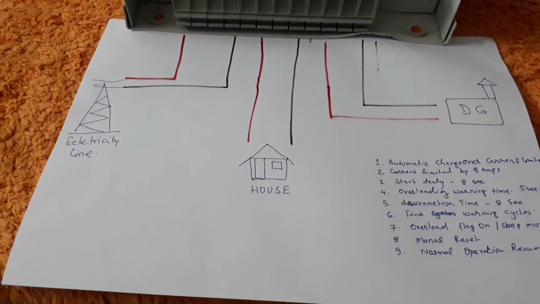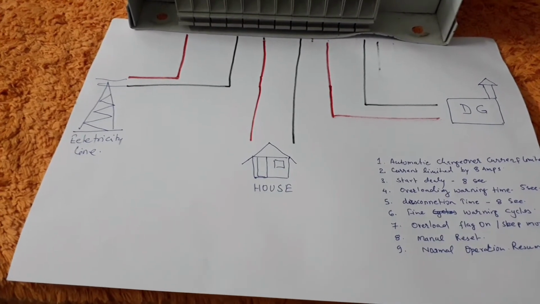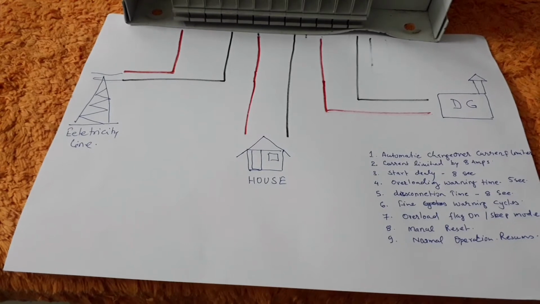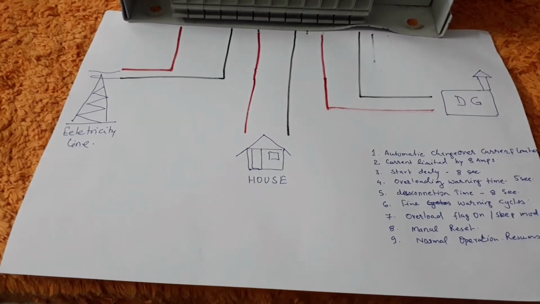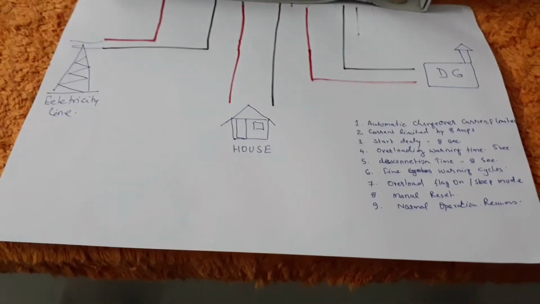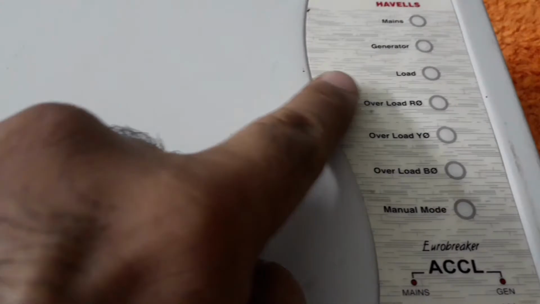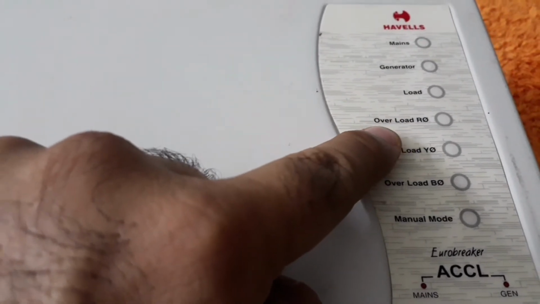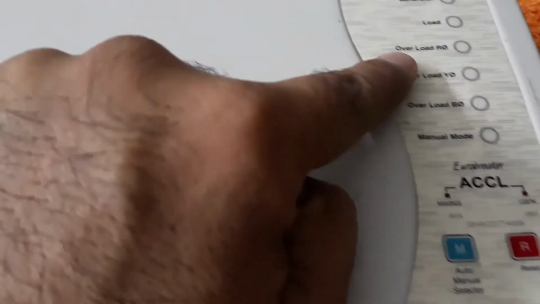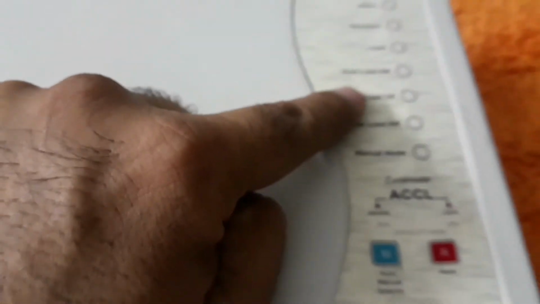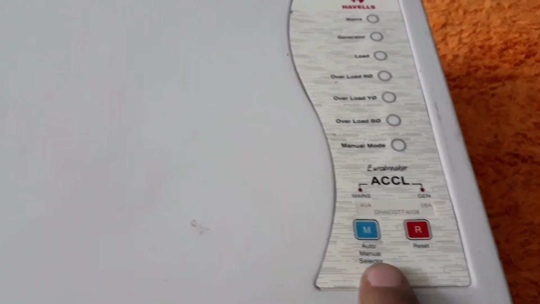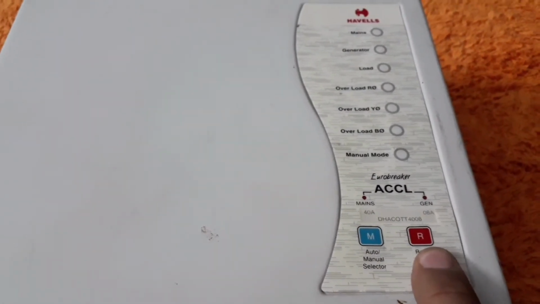After 5 cycles, the ACCL will disconnect the load, your house will get disconnected from the DG set, and the ACCL will go into sleep mode. Here you will get an overload warning light. Then you have to manually reset the ACCL.